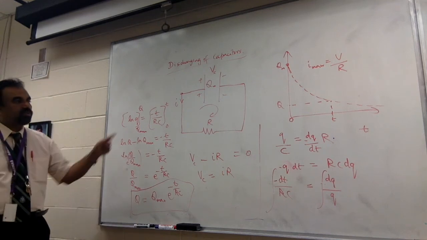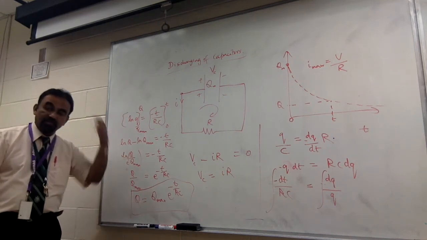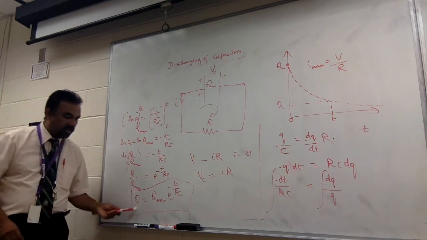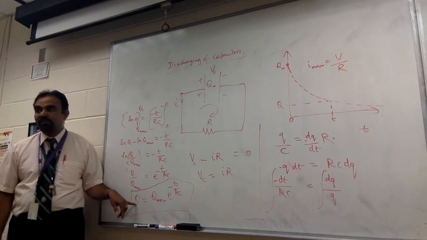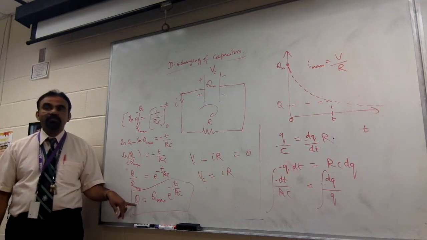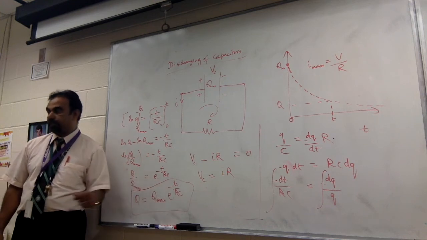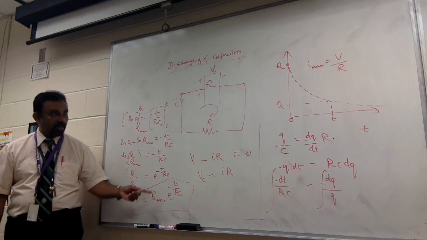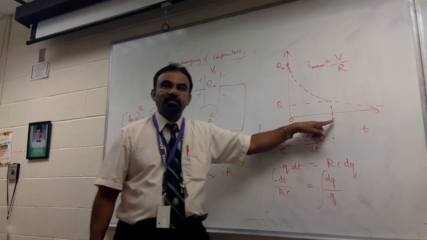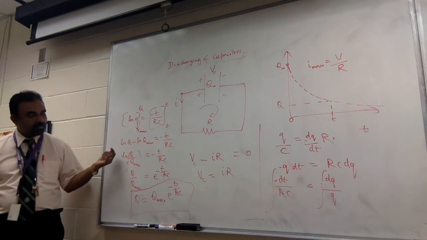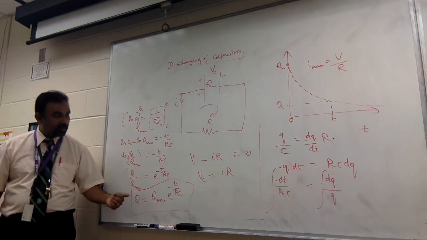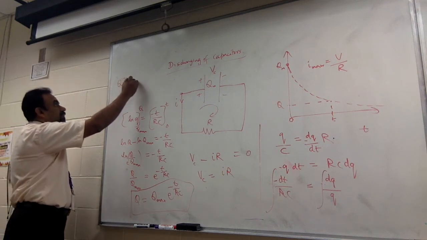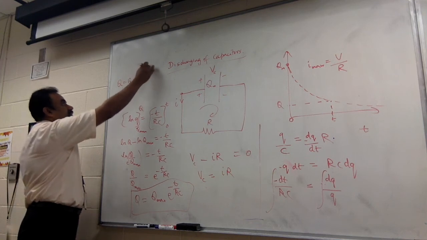Don't have to worry about what's going on. This is the equation we will end up using. What is this equation for? This equation tells you how much charge still remains after a period of time. That's what this equation tells you. How much charge remains after a period of time t? So highlight that equation. That's an important equation. So Q is equal to Q max e to the power of minus T over RC.